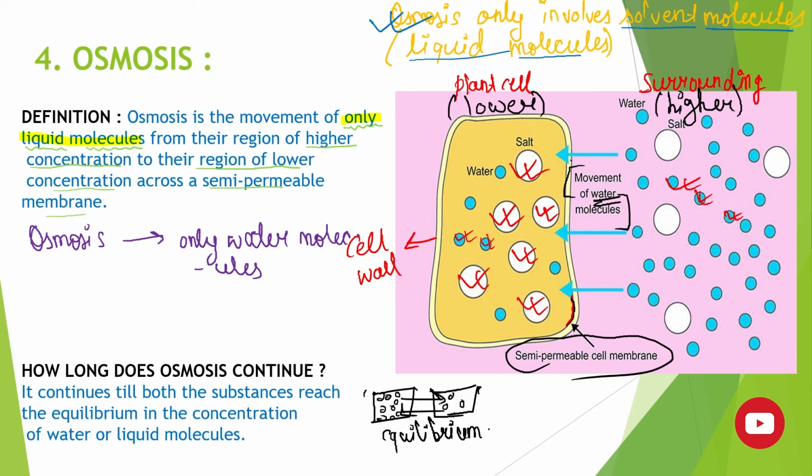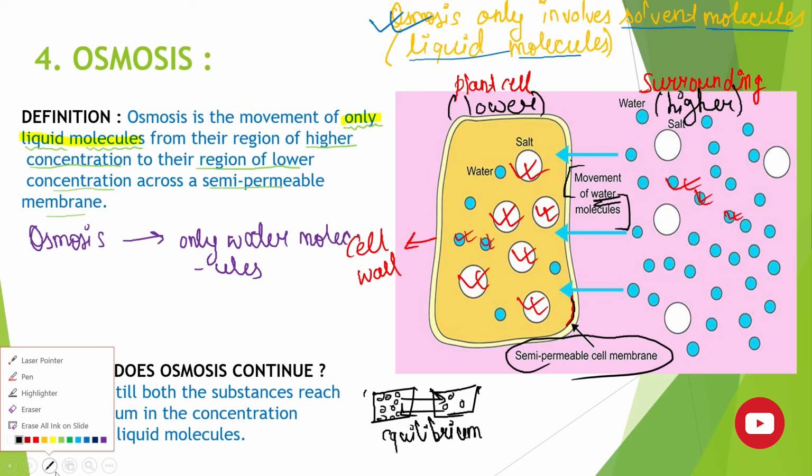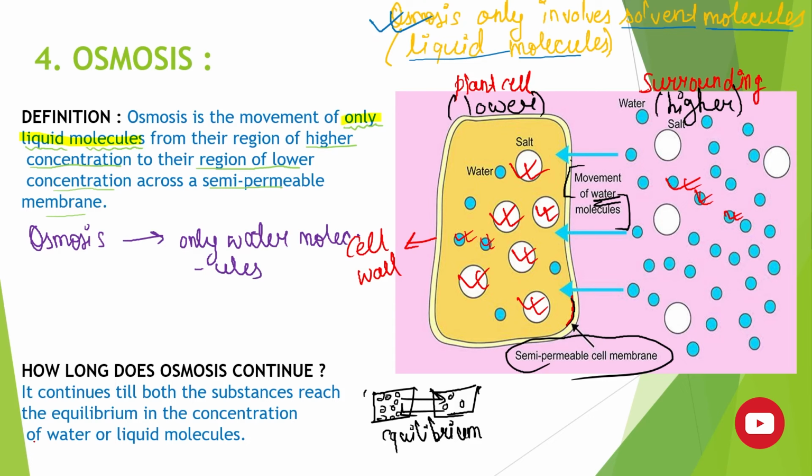Equilibrium state means having the same number of substances, or having the same concentration of water molecules, because we are talking about osmosis here. So, having the same number of water molecules.